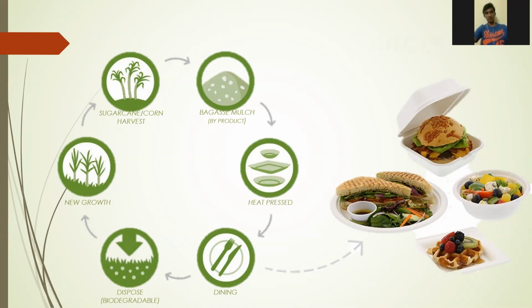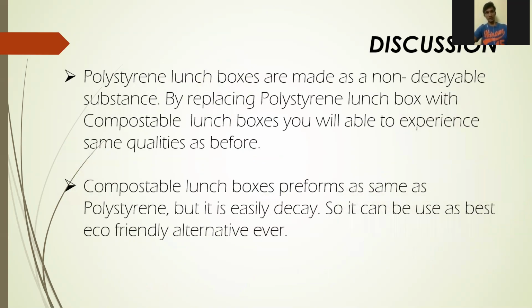Polystyrene lunchboxes are made of a non-decayable substance. By replacing the polystyrene lunchbox with a compostable lunchbox, you can experience the same quality. It is lightweight, and it can also hold the temperature of foods as well as polystyrene containers.